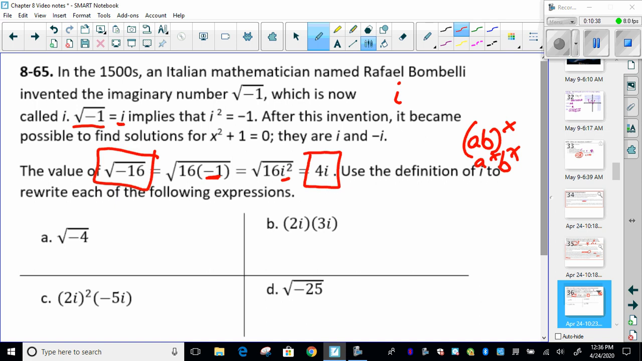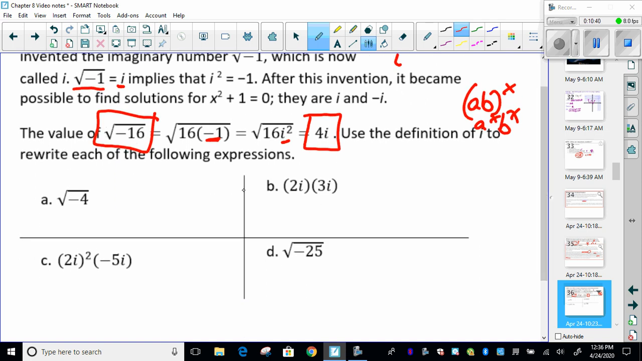So what you're going to do is use the definition of i to simplify these 4 problems. Now there's typical math in there as well, so go through and do the regular math. But also use this idea that the square root of negative 1 is i, and i squared equals negative 1. Your i should not have any exponents on it, otherwise it's not simplified. So pause and do this.